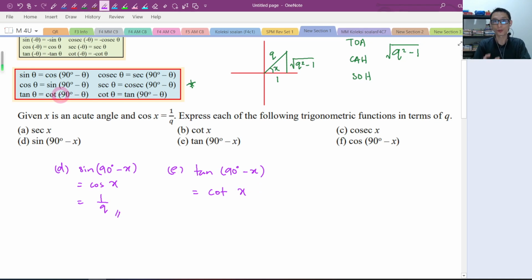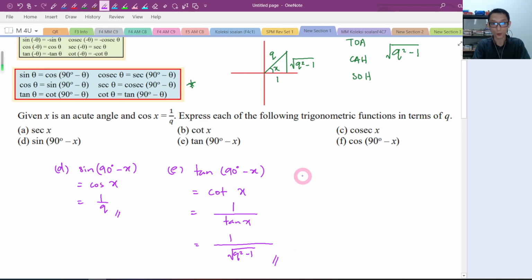Tangent, cotangent one group, sine, cosine one group, and secant, cosecant one group. Okay, cotangent x is equal to 1 over tangent x, or you can just copy the answer for part B. 1 over tangent x, TOA, opposite divided by adjacent divided by 1, you don't have to write 1, it's okay. Okay, this is part E.